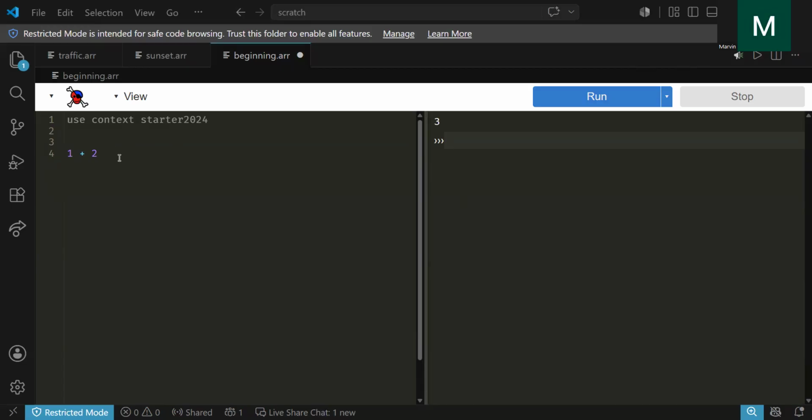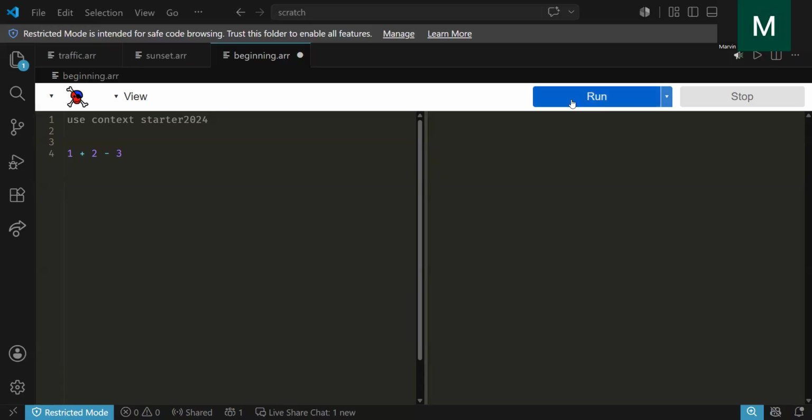Can you add a third number in there? Okay, and then let's run it again. The answer is six, right? Very good. Now, can you change one of the plus signs to a minus? Yes. Okay, let's run it.